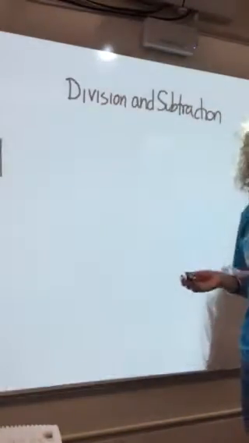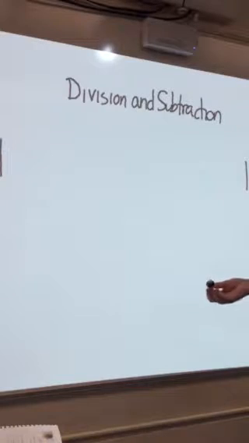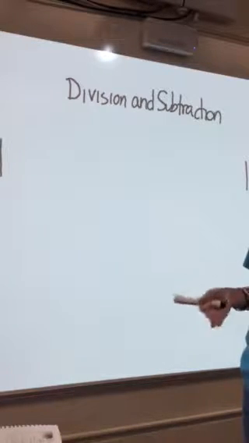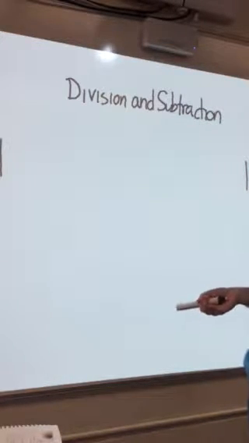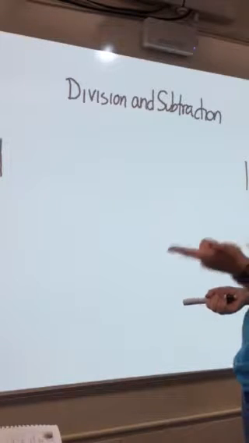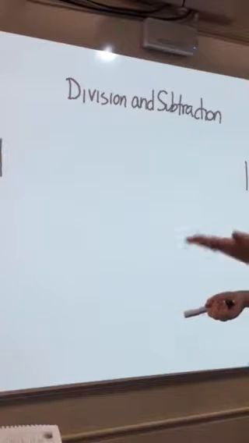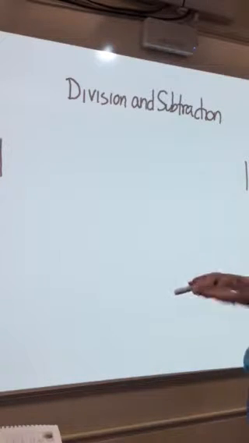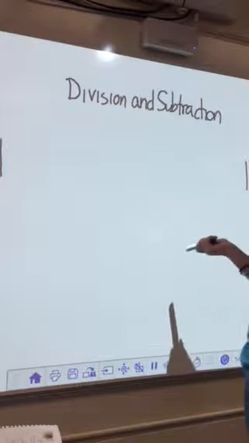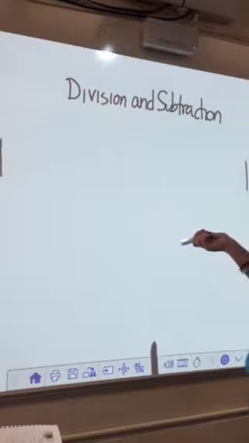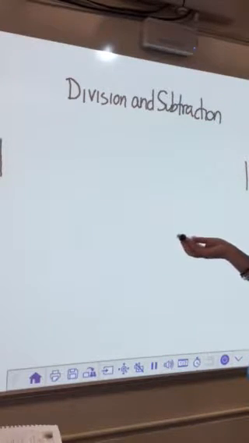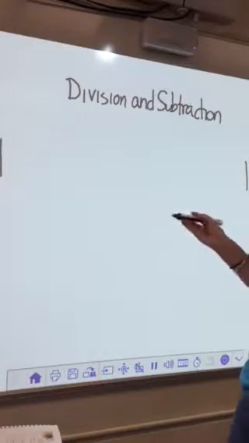All right, I want to talk about how division is just like subtraction. Just like multiplication is repeated addition, where multiplying is a fast way to add the same number a bunch of times. Instead of going 4 + 4 + 4 + 4 + 4, we just say 5 × 4 = 20. Well, division is just repeated subtraction. So let me give you an example.